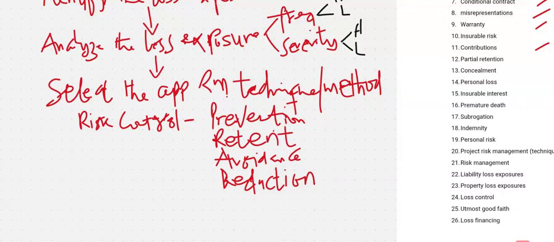I think I have to write bigger. It's better when I write bigger. Retention. The next one is avoidance. The next one is reduction. So these are loss control. I can use loss against all of them: loss prevention, loss retention, loss avoidance, loss reduction. Or I can use risk prevention, risk retention, risk avoidance, risk reduction. Okay, let's move on.